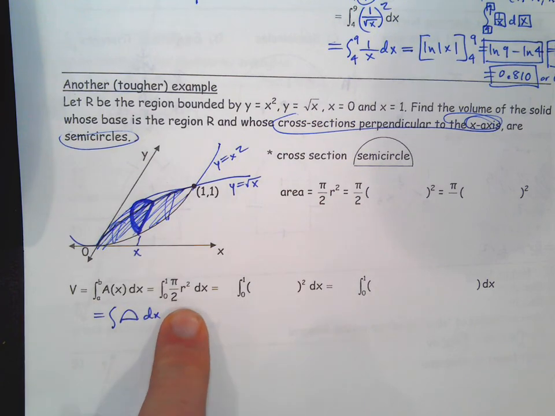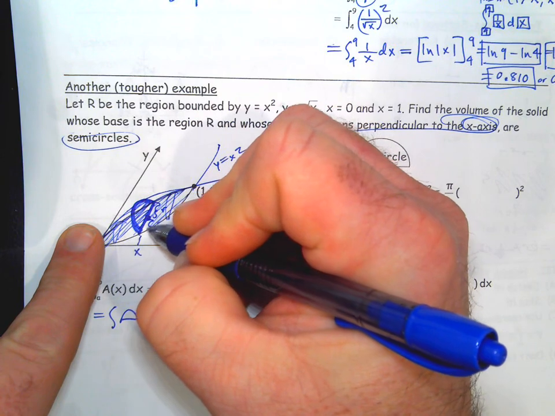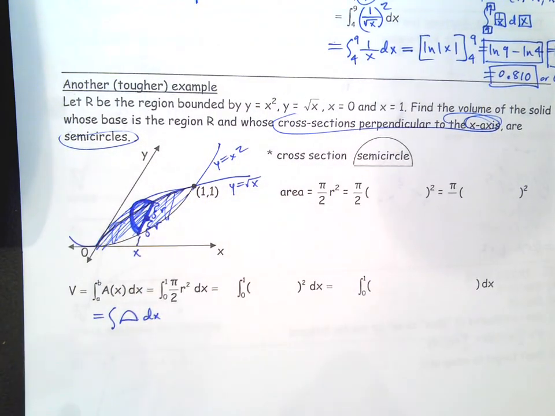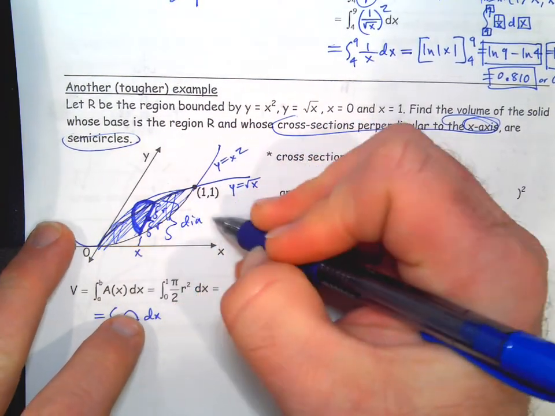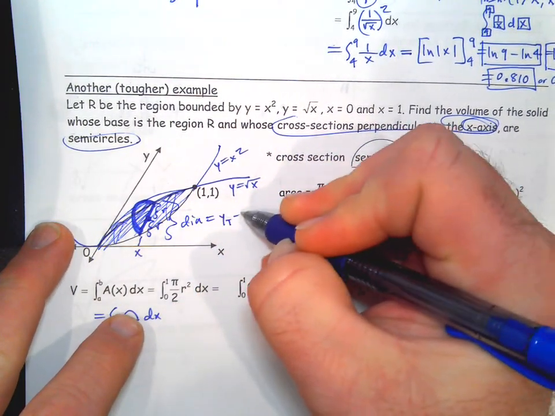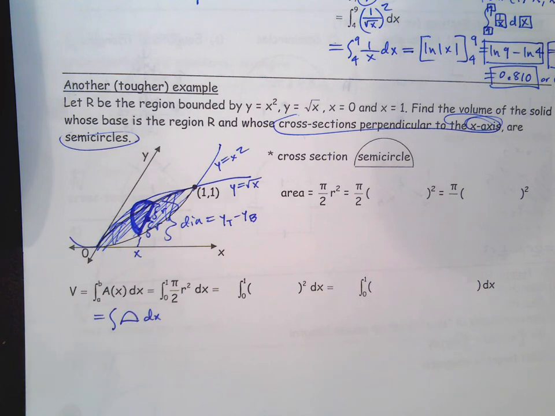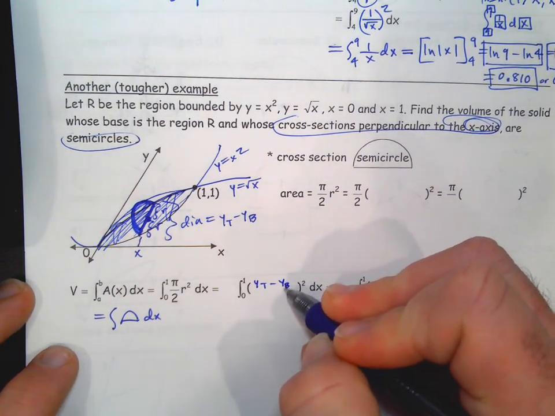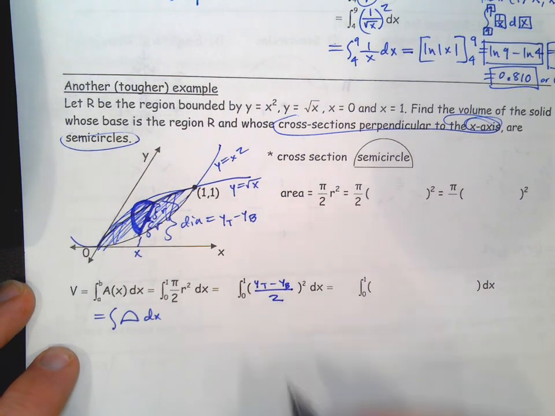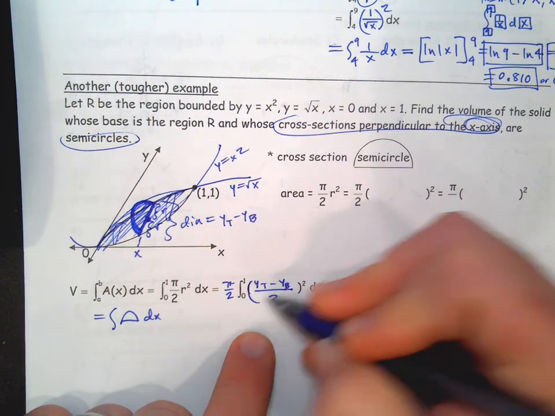Now the radius of this is this, or it's this. But what we could do is figure out that this whole thing right here is the diameter. And the diameter is y top minus y bottom. It's the distance between the top curve and the bottom curve, right? Y top minus y bottom, but then we have to divide by 2. Now I can move the pi over 2 out in front. That was already there, but I have to divide this by 2, and it has to get squared.